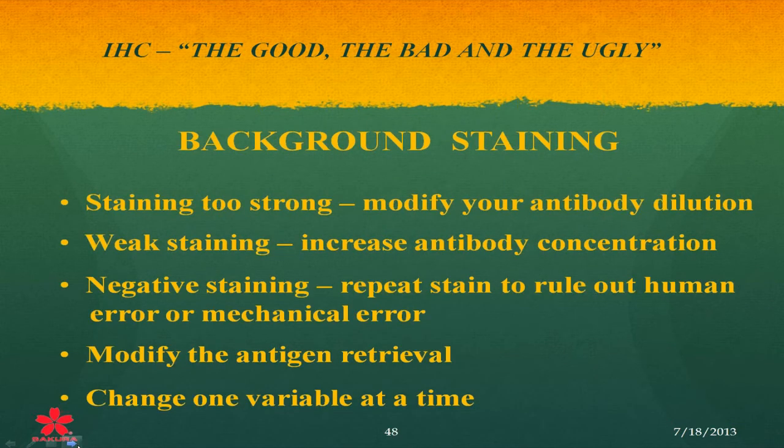Background staining. If your staining is too strong, modify your antibody dilution. If it's too weak, increase the antibody concentration. If you're getting negative staining, repeat the stain to rule out human error or mechanical error. Or you might need to even modify the antigen retrieval. But what's very important is you want to change one variable at a time.